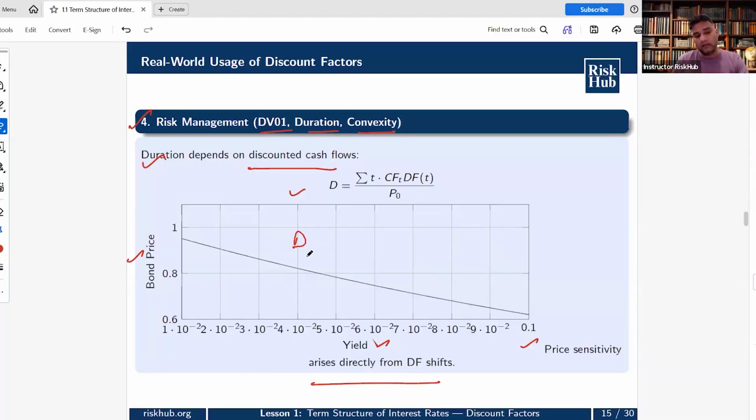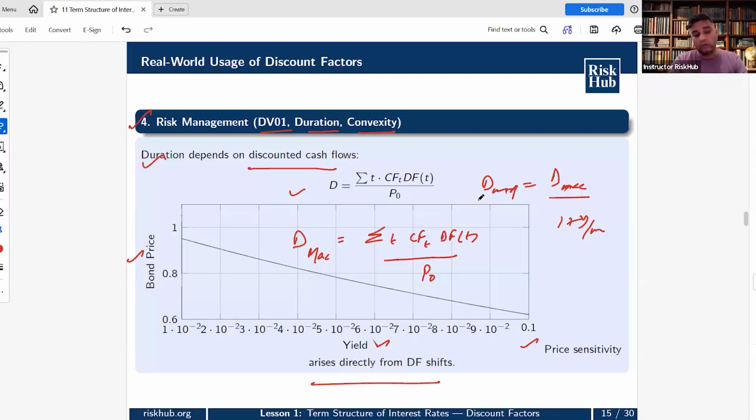Duration of Macaulay is given by summation of t times cash flow times DF over P naught, which is the same under any compounding convention. Modified duration, when you take the modified one, equals Macaulay under continuous compounding, right? So that is what we need to understand. The one difference that matters is Macaulay duration is time, modified duration is sensitivity.